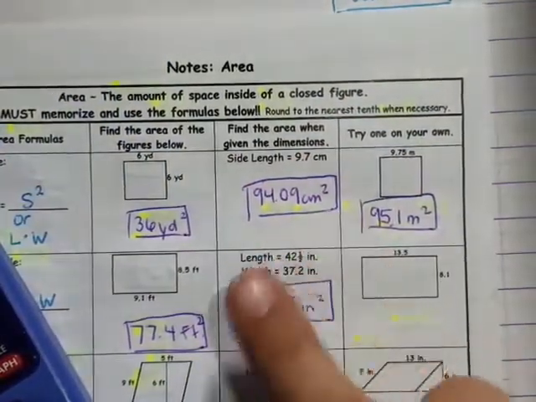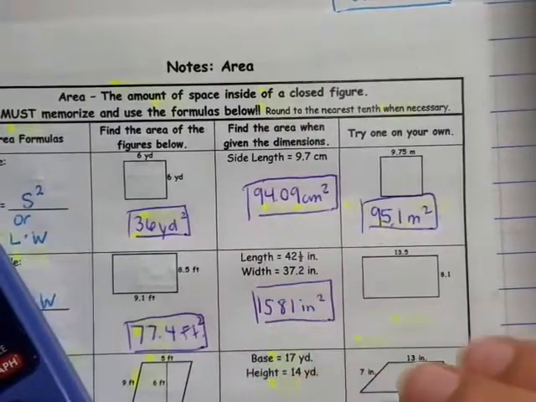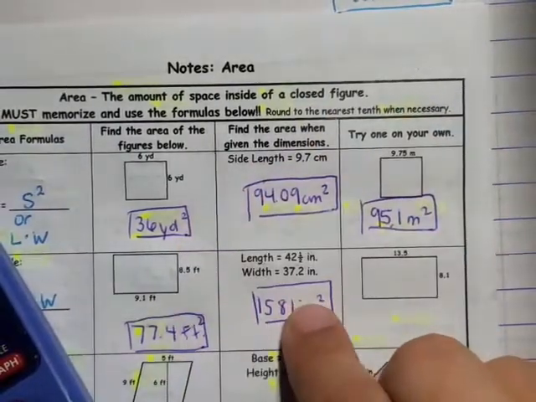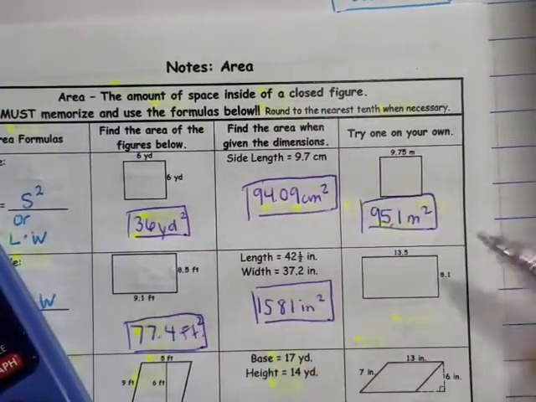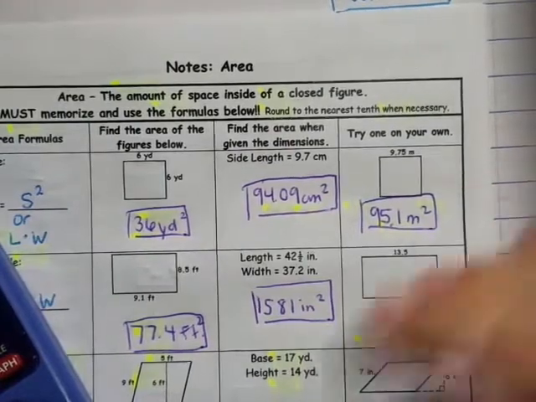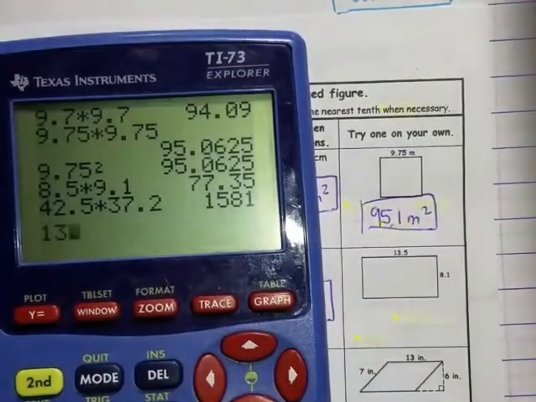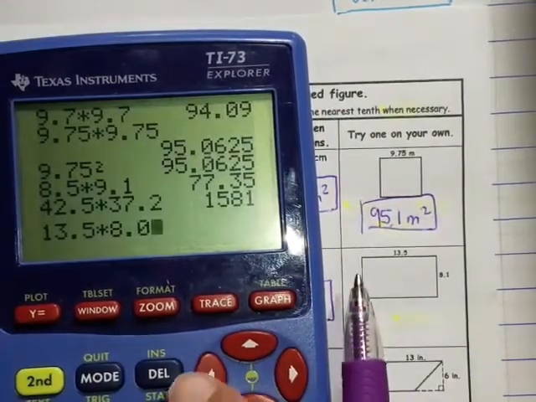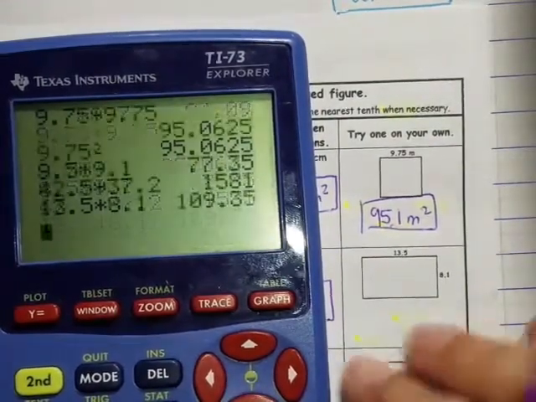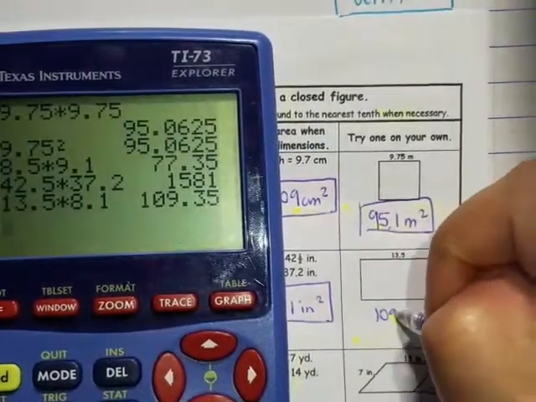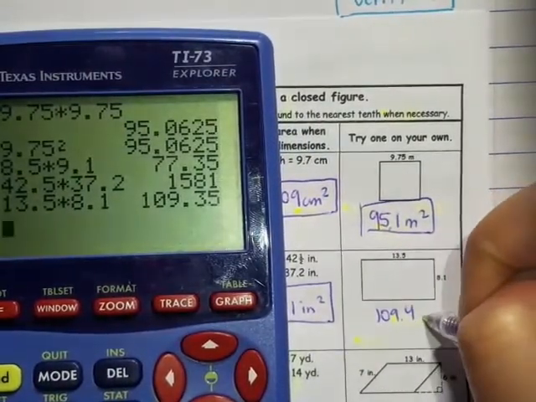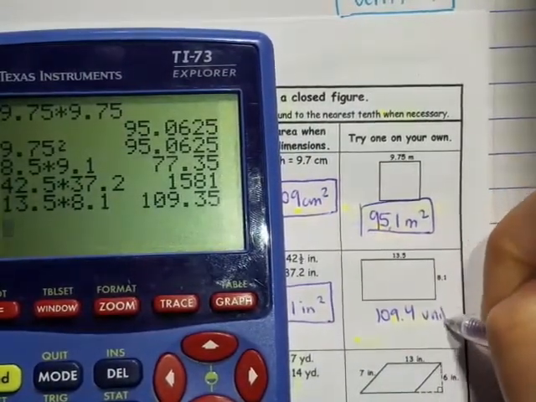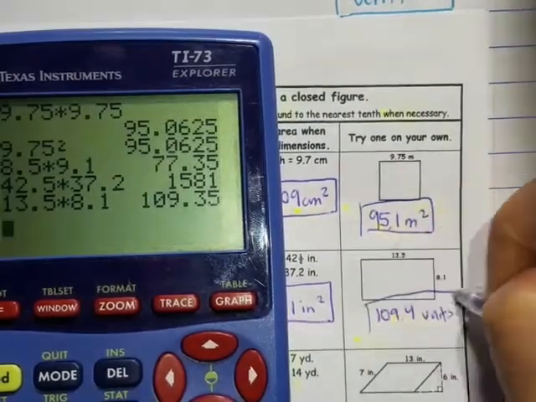So when you're doing area, because it's covering a closed figure, it's 2 dimensions, so that's why we're raising it to the second power. And then here you've got a length and a width, so you can just multiply those. Pretty straightforward, pretty easy. When we start getting into the more complicated shapes, there'll be a little more thought process. So 109.35, so 109.4. It doesn't give us any units, so we're just going to say units squared.